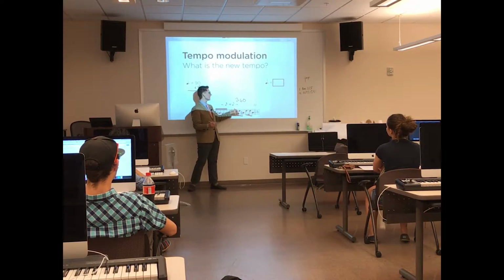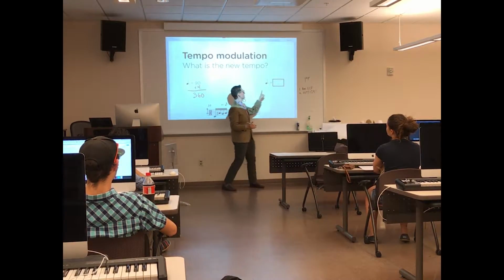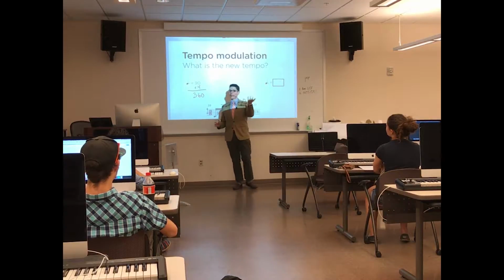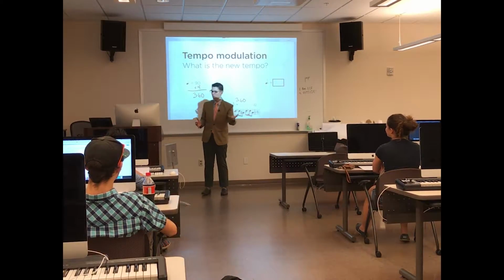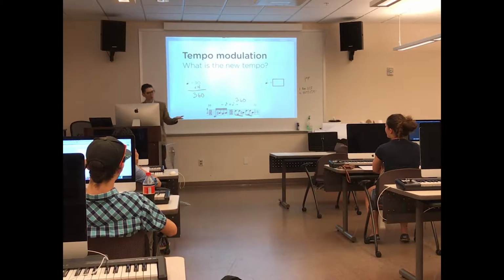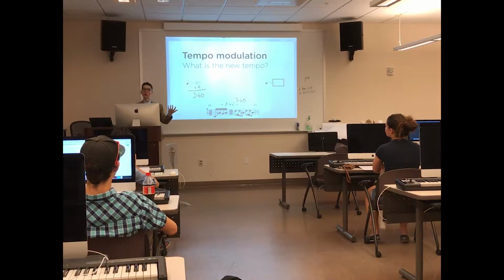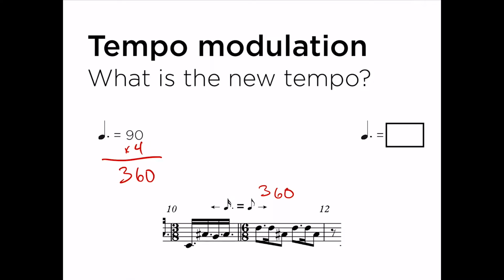Now we need to go the other direction. So we've got 360 to the 8th note. Now we need to get from the 8th note to the dotted quarter note. How many 8th notes are in a dotted quarter note? 3, right? So we want 3 times slower or 3 times faster? Slower, right? So we need to divide by 3. So 360 divided by 3 is 120, right?